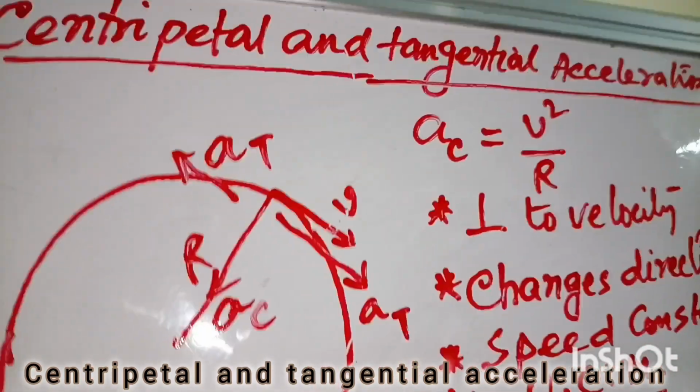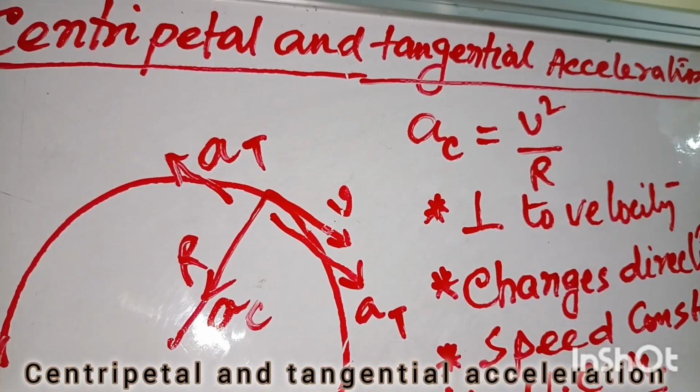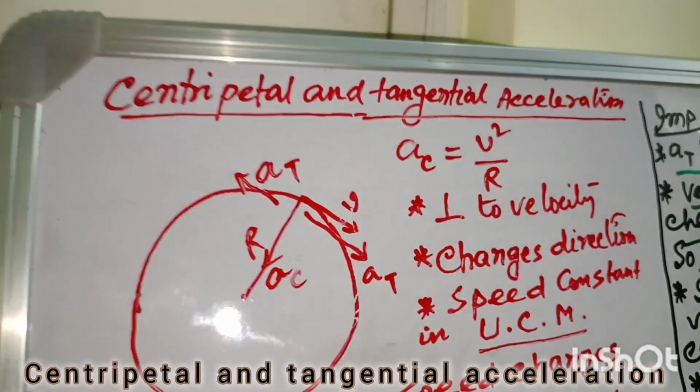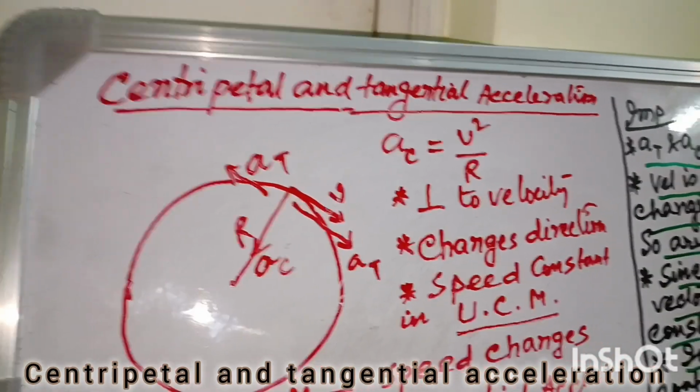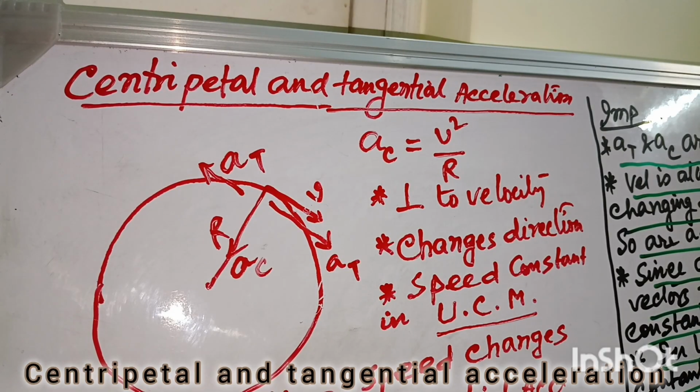So the topic is centripetal and tangential acceleration. You know, in a circular motion, we know there is always an acceleration towards the center, which is called centripetal acceleration, and it is at 90 degrees to the velocity. Velocity is tangential and this acceleration is radial.